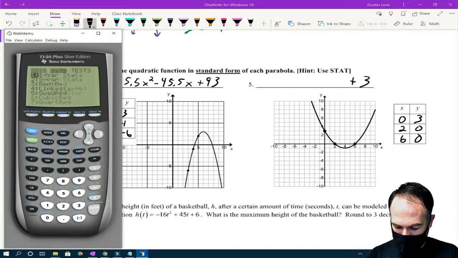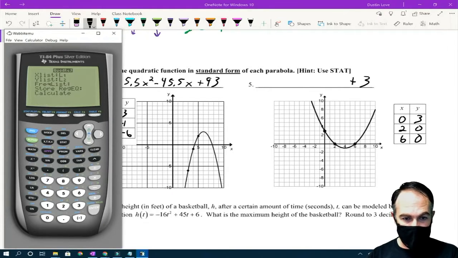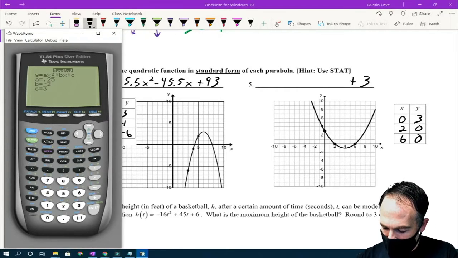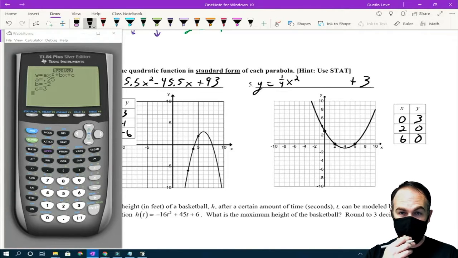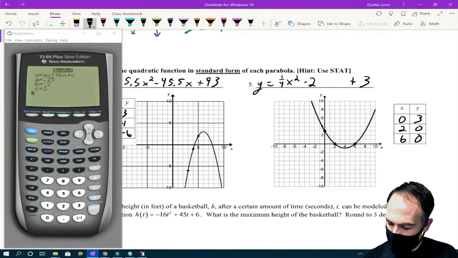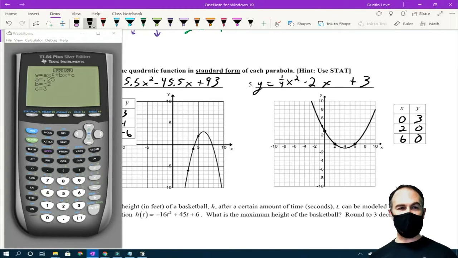Stat, over to Calc, down to quadratic regression. And then all the way down to Calculate, and hit Enter. And sure enough, it did give me a C value of 3. That's good. Okay, so y equals, it has 0.25. I'm going to write that as 1/4. If you had written that as 0.25, that's not technically wrong, but realize with multiple choice tests, pick the one that's appropriate. So 1/4 x squared minus 2x plus 3. Any questions?